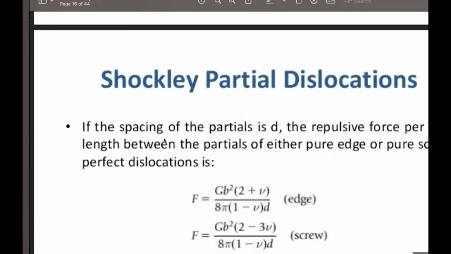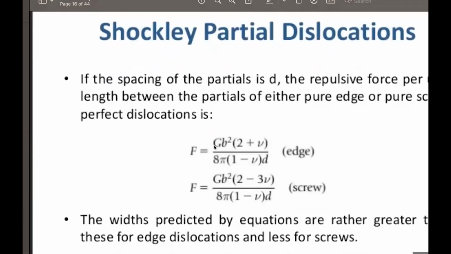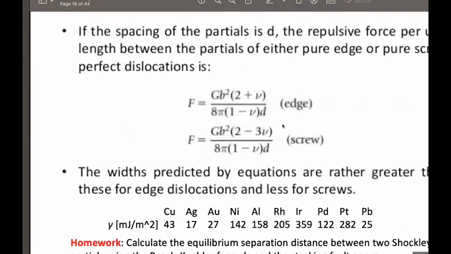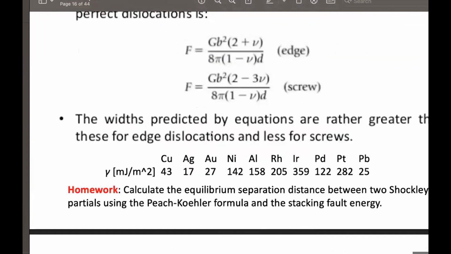If the spacing of the partials is d, consider the repulsive force per unit length between the partials of a pure edge or pure screw dislocation. For pure edge, we just derived it; it is related to Gb square. For pure screw, I think you can calculate this on your own. Then for pure screw, it is Gb square, 2 times 3 nu, divided by, like this formula. Please read the homework and understand it.